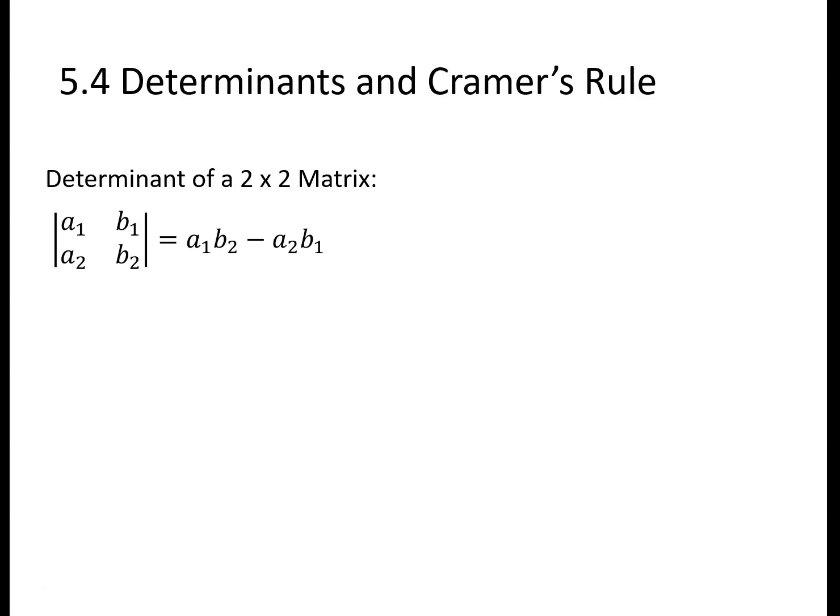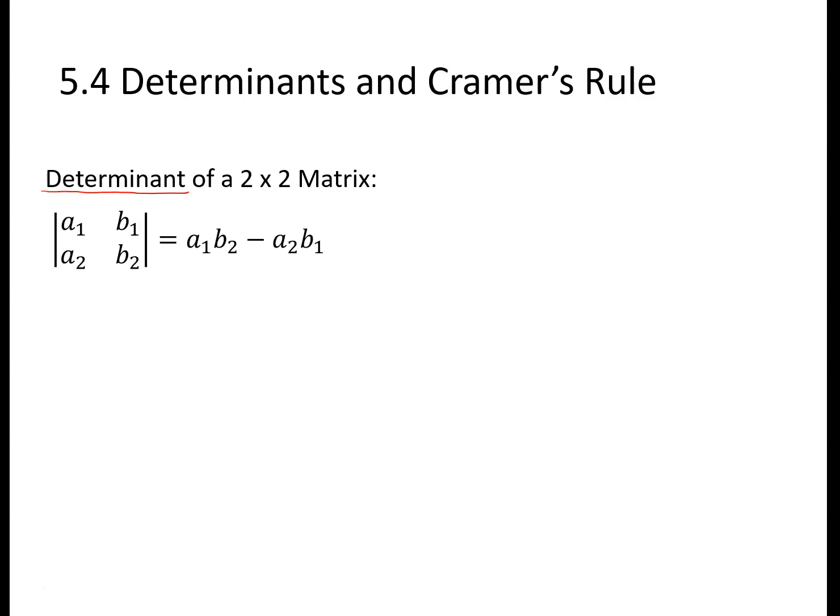Okay, on our first slide, we have a definition for the determinant of a 2x2 matrix. When you write a determinant, you have straight bars around the matrix rather than square brackets. So the straight bars indicate determinant. So we're going to start out with a 2x2 matrix, which you would use if you were solving a system that had two variables and two equations.